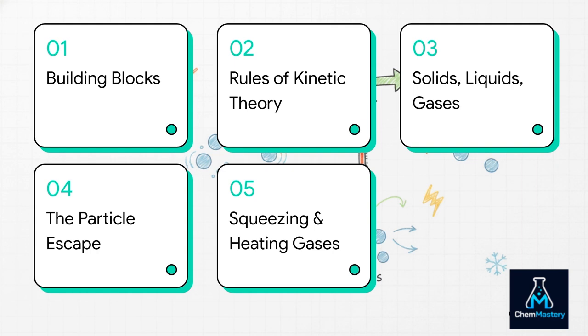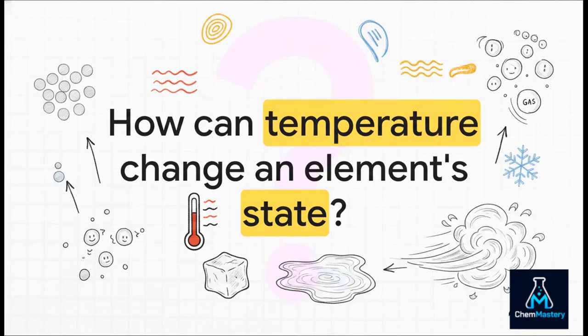Let's get to it. So we are going to start with this absolutely fascinating question drawn directly from our sources. How can an element exist in three completely different states simply through a change in temperature? Think about it. How does heat, just heat, transform something rock hard into something completely invisible?